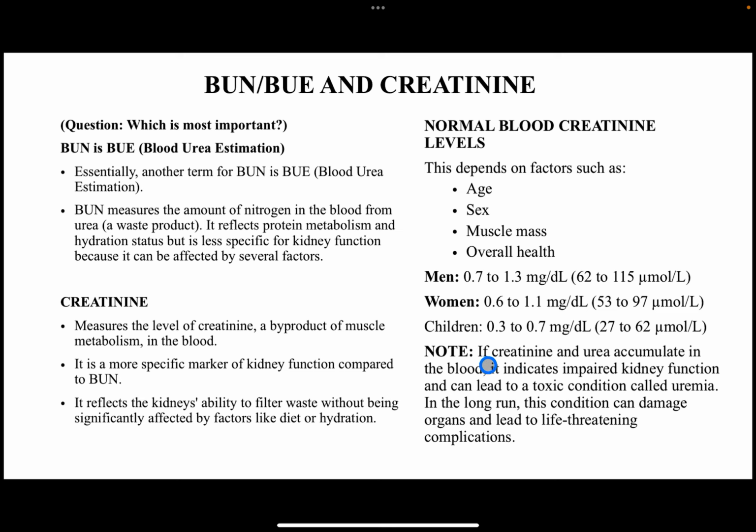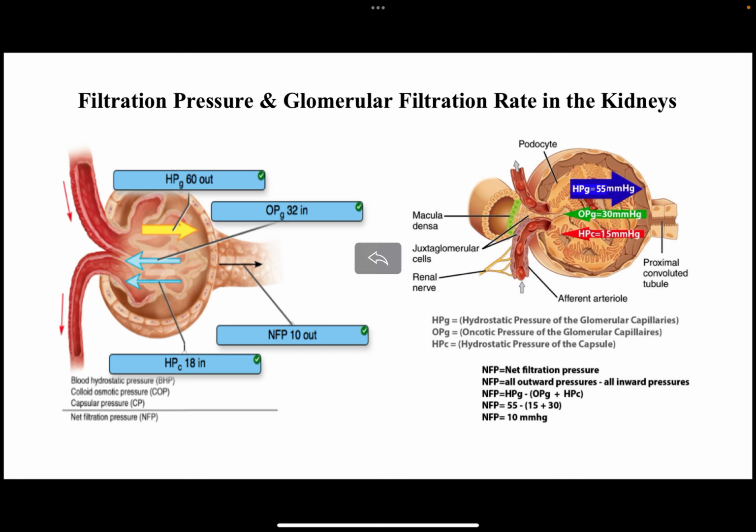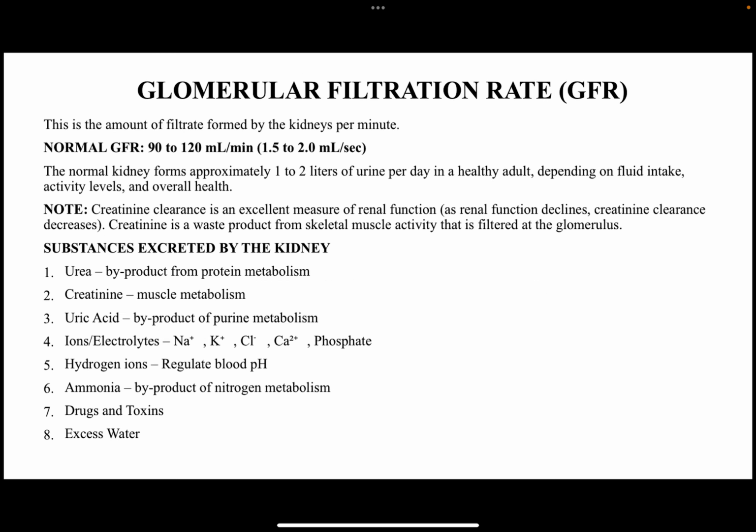Now if creatinine and urea accumulate in the blood, it indicates impaired kidney function. Is that okay? And it can lead to a toxic condition called uremia. In the long run, this condition can damage organs and lead to life-threatening complications. So basically, this is what I was talking about.